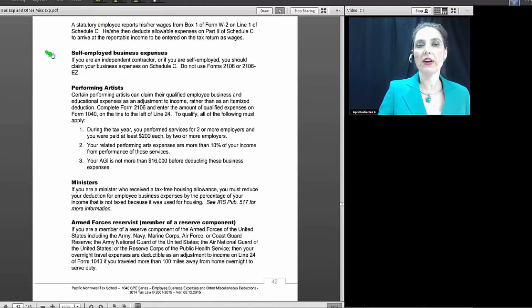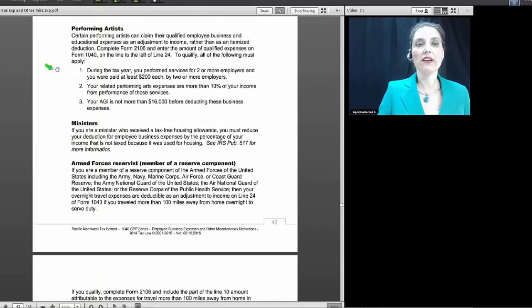Self-employed business expenses. If you are an independent contractor or you are self-employed, you should claim your business expenses on Schedule C and don't complete Form 2106. Performing artists. If you are one of those categories of people that is defined as a performing artist, or rather a starving performing artist, then you can deduct your expenses on 2106, not subject to the 2% limit, but it's very limited.